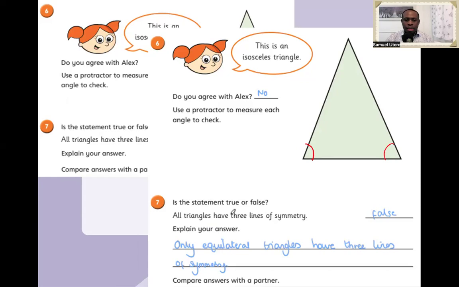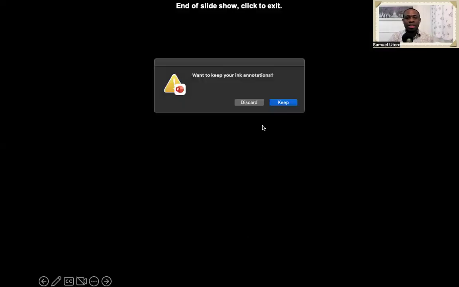Now, for question 7, you were asked, is the statement true or false? All triangles have 3 lines of symmetry. Well, that's false. Only an equilateral triangle has 3 lines of symmetry. Every other triangle has fewer, and some do not even have a line of symmetry. And that brings us to the end of our lesson.